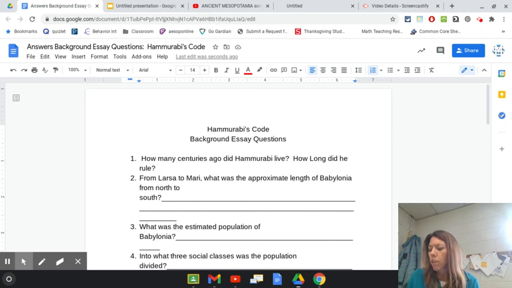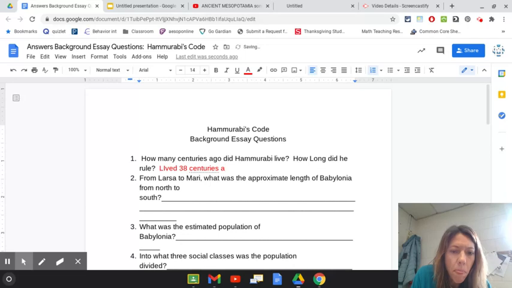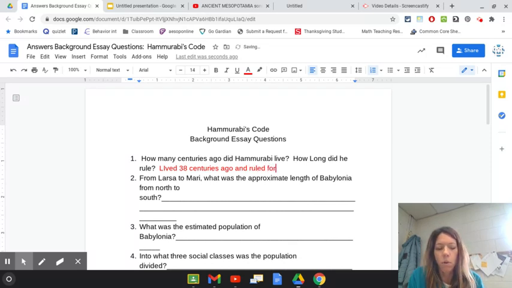Just like I said. Okay, so the answer to that is Hammurabi lived 38 centuries ago and ruled for 42 years. And what I made notice of in the reading was simply that even in his later years, like his 38th year, remember, he was making changes and improvements to his land, to his area that he ruled, which is pretty cool. So that is the answer there.